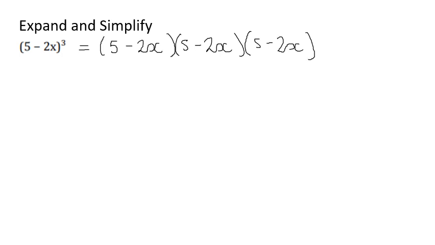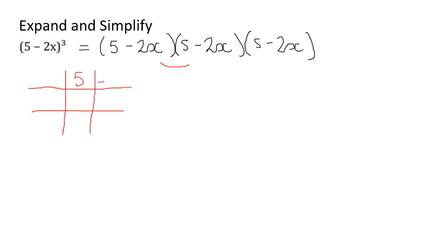So the next slide, we need to first of all expand and simplify 5 take 2x all cubed. So think about what that means. So that means 5 take 2x, brackets 5 take 2x, and 5 take 2x. So first of all, just like the last question, we need to expand the first two brackets. So we need a slightly smaller grid.